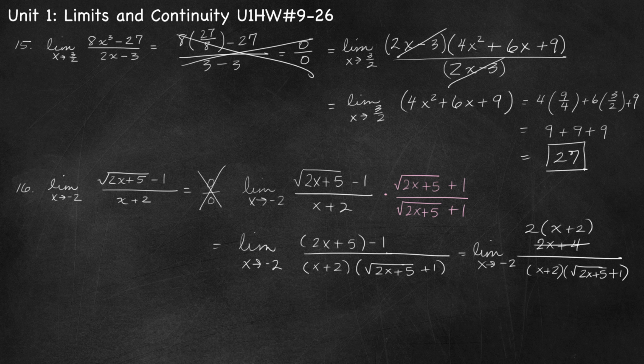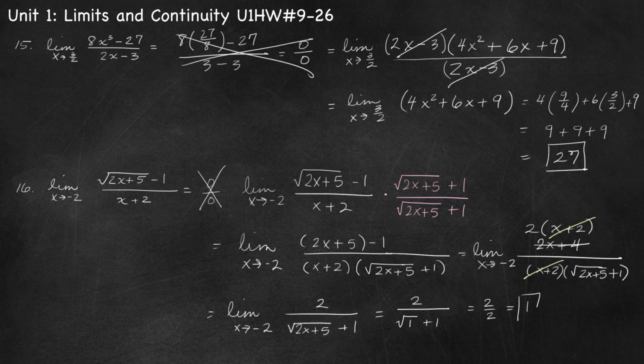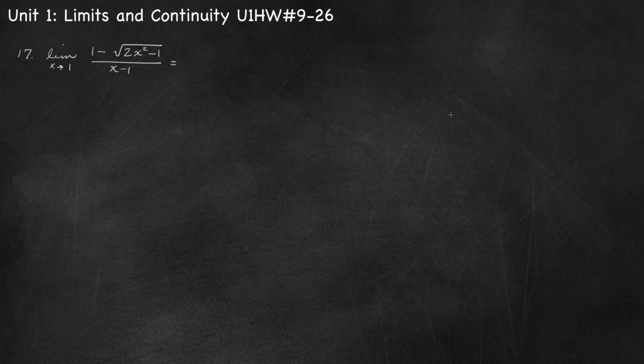Now I do have a removable discontinuity here. The x plus 2 in the numerator cancels with the x plus 2 in the denominator. So really we're finding the limit now as x approaches negative 2 of 2 over the square root of 2x plus 5 plus 1. And using substitution, this gives us 2 over the square root of 1 plus 1. So we get 2 over 2, or 1. Our limit is equal to 1.